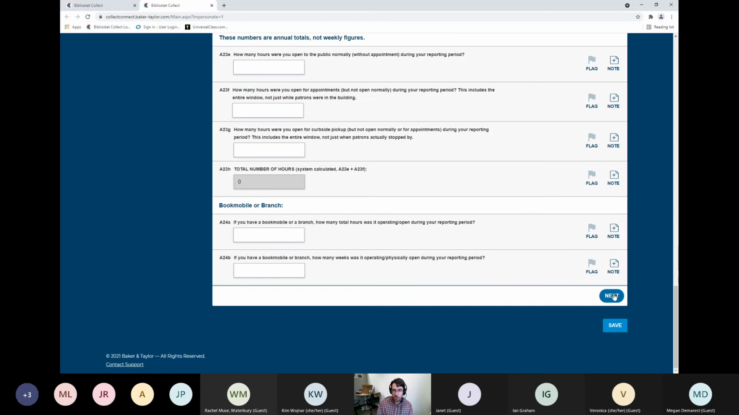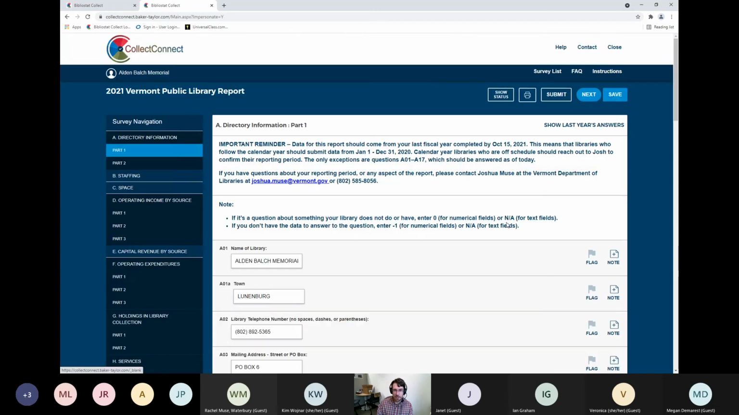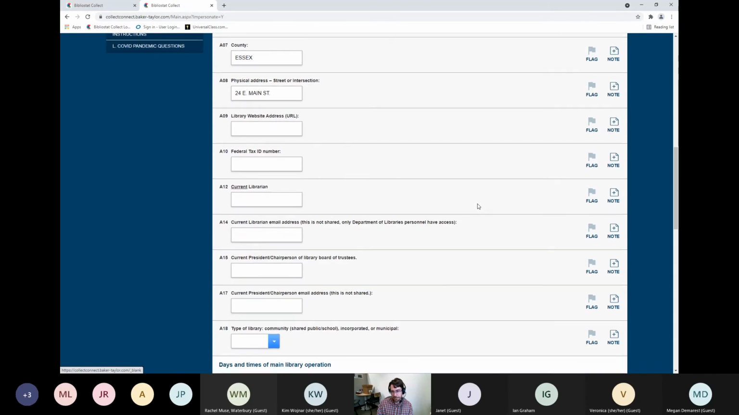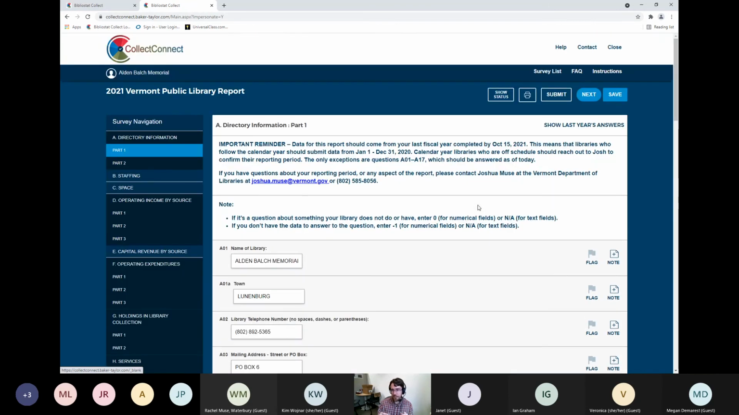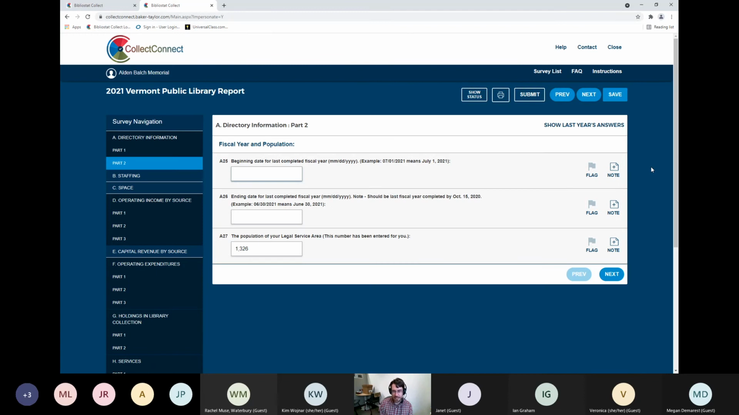Okay, page 2 of directory information. Oh, that's an important little hiccup. For some reason, the first time you're on page 1, you say next, it always takes you back to page 1. There's a bug. We haven't quite resolved it. You need to do it again. So my apologies for that, but that is still in there from last year.